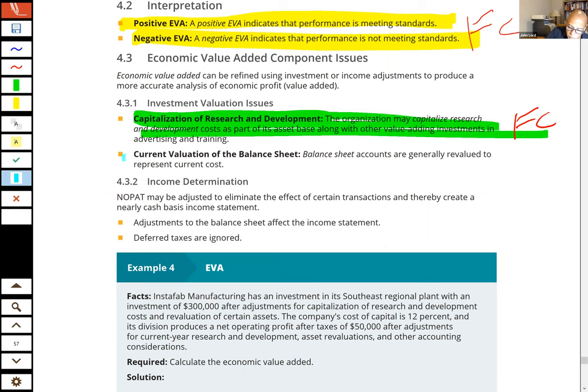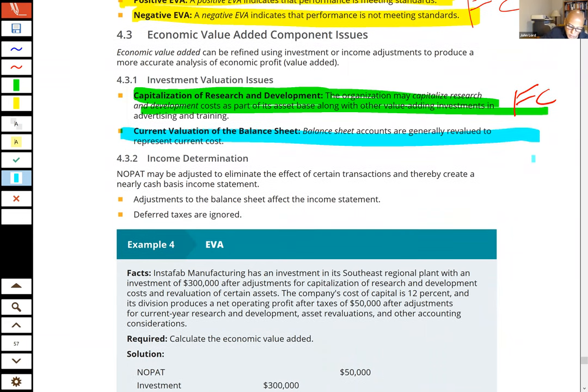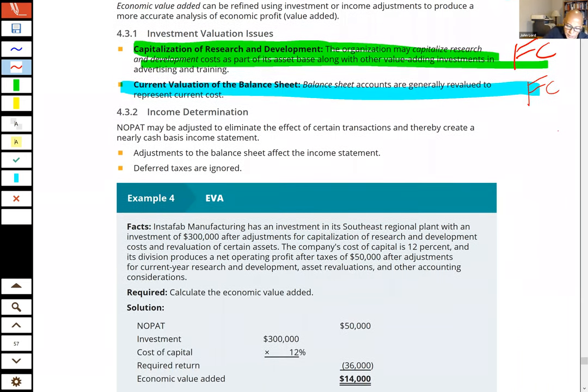Also, you may use current valuations on the balance sheet as opposed to historical costs. So you can go ahead and flashcard those two things. They could be adjustments when you're calculating economic value added. Income determination: NOPAT may be adjusted to eliminate the effect of certain transactions and thereby create nearly cash. And you can go ahead and flashcard that. The adjustments to the balance sheet affect the income statement. So we're going ahead and capitalizing certain things.